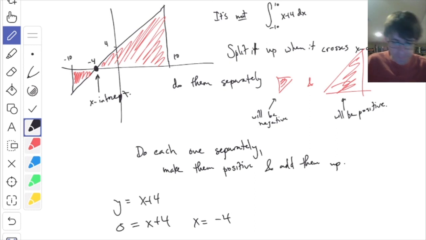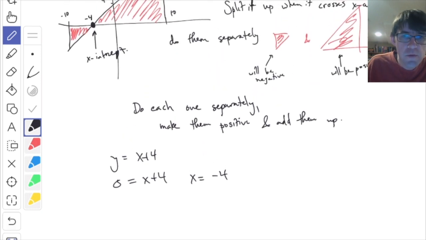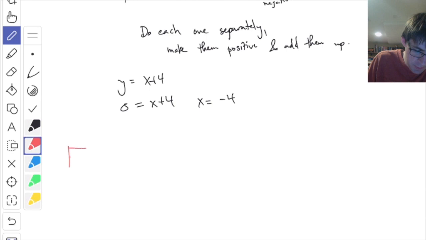All right. Then my two pieces will be, first of all, the piece on the left, the integral from negative 10 to negative 4, and then the piece on the right, the integral from negative 4 to 10. So first of all, this smaller piece. To do that, I do the integral from negative 10 to negative 4 of x plus 4 dx.